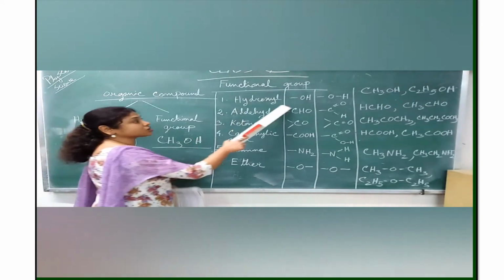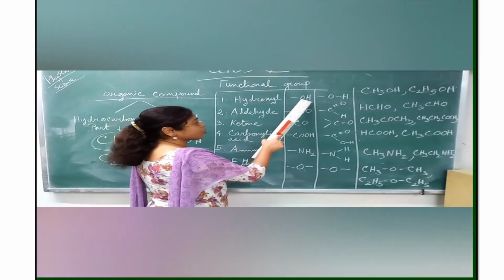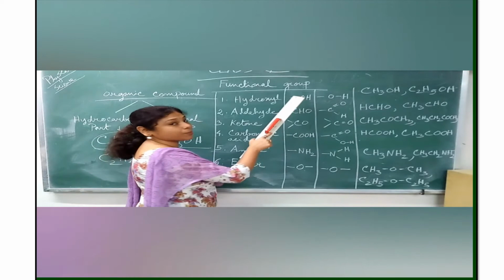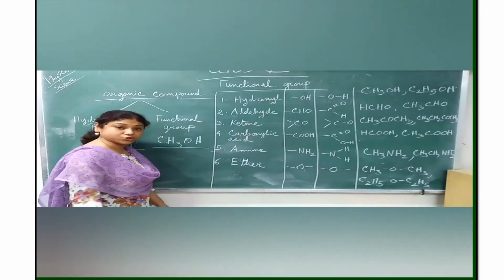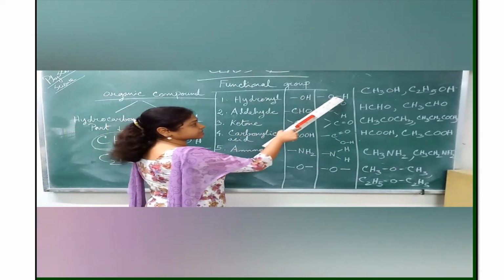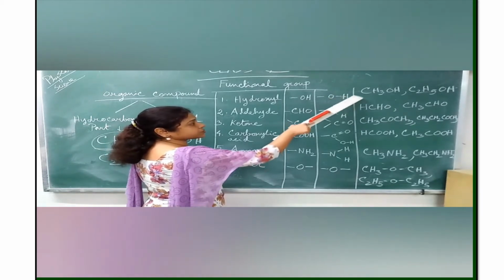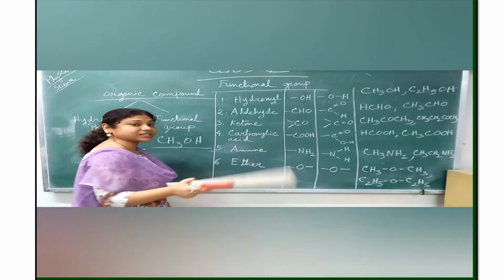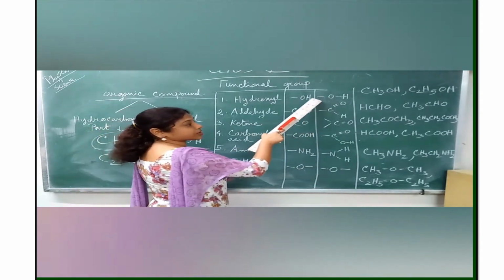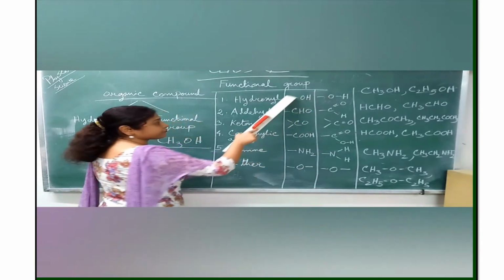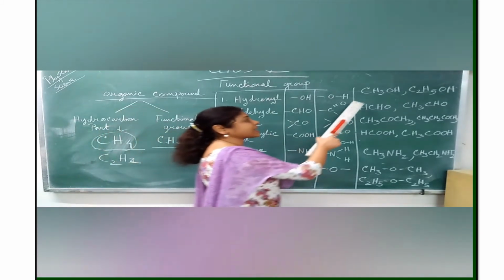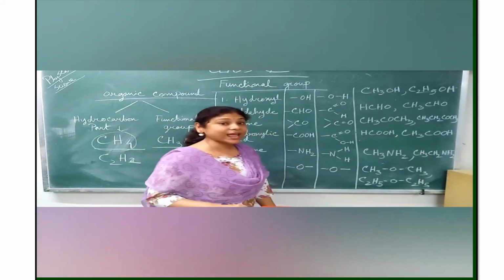First one is hydroxyl group. See, OH. What is this? This is the bond of oxygen. Oxygen valency is 2. So the structure is like this. With one bond it is bonding with hydrogen, because hydrogen valency is 1, and another bond is empty. So if this group is present, the naming is like this: alcohol, organic alcohol.